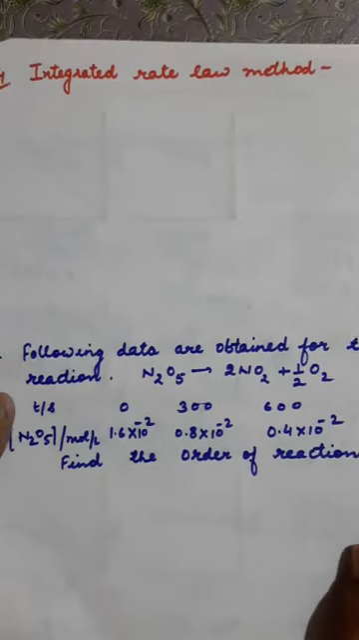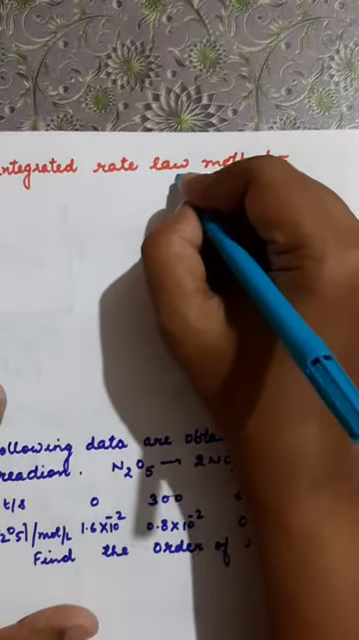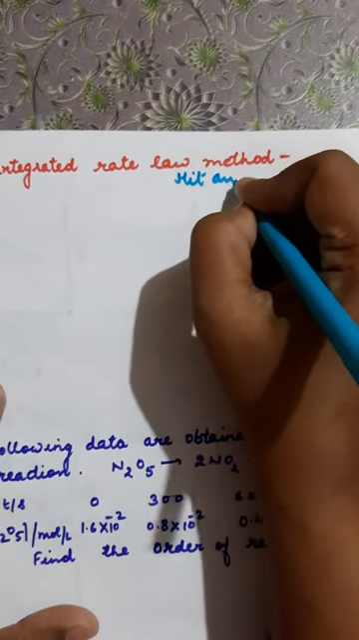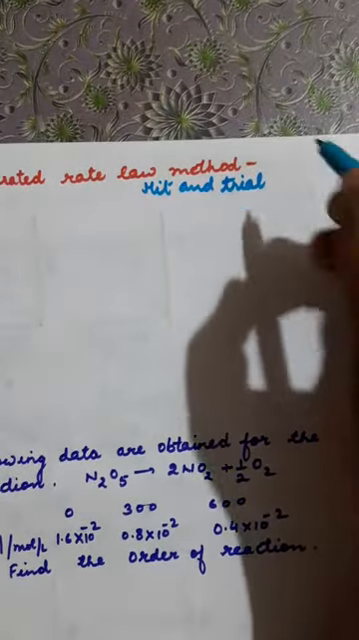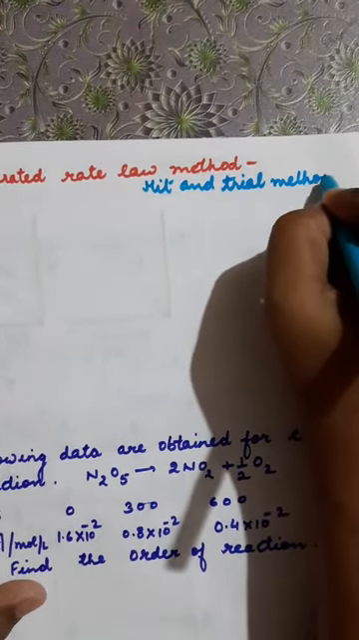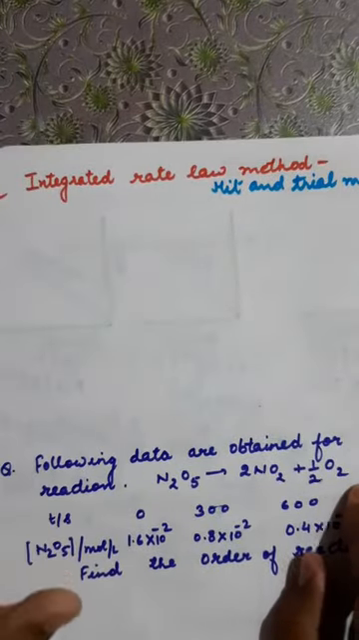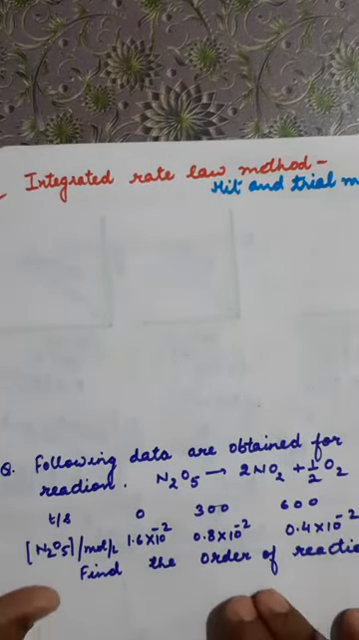Now the next one is the integrated rate law method. This is also known as the hit and trial method. You have to put in the values, calculate the value of k. If the value of k comes out to be the same, then it corresponds to that order. So in this, what will you do? Some data will be given to you.